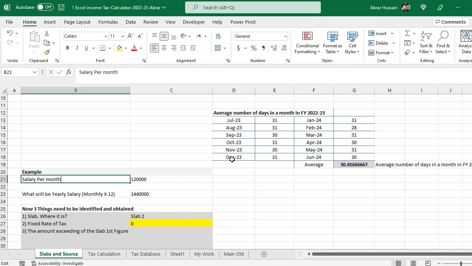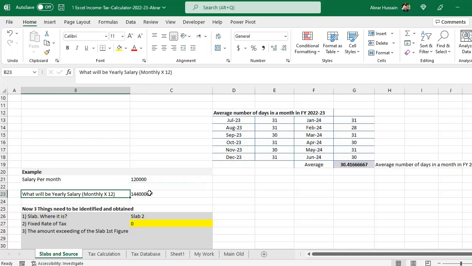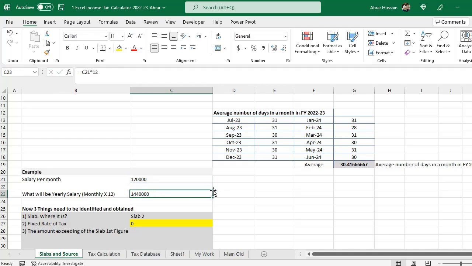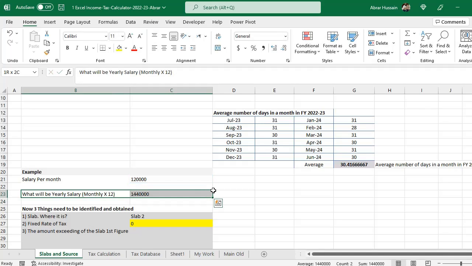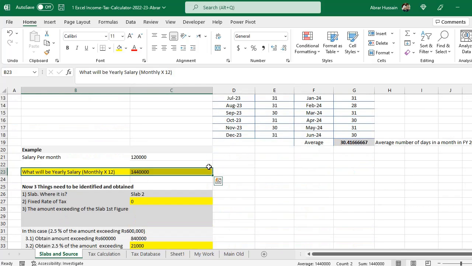For example, your salary per month is 120,000, which is 1 lakh 20,000 PKR. So what will be the yearly salary? The yearly salary is simply this multiplied by 12. So this is your yearly salary. You have to obtain this yearly salary because the income tax applies on the yearly salaries in these calculations.